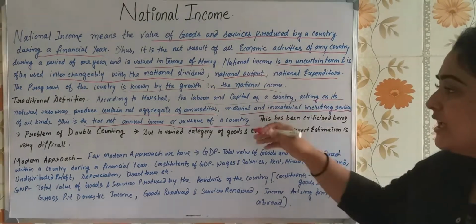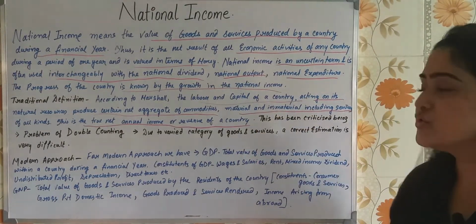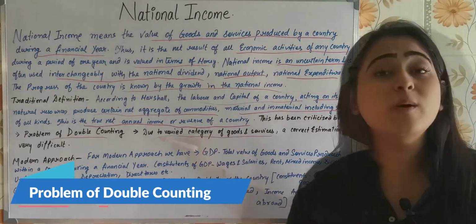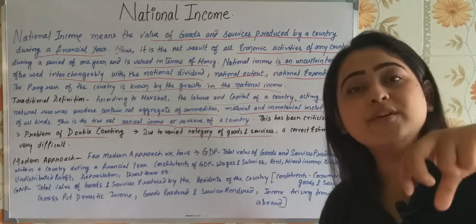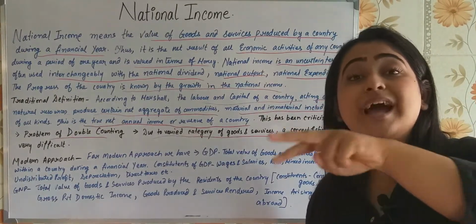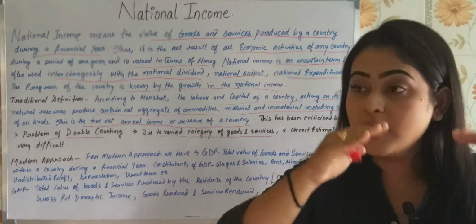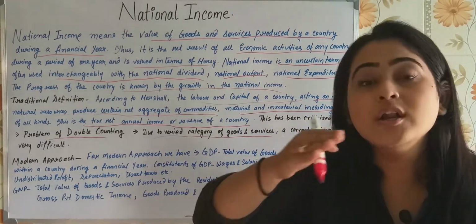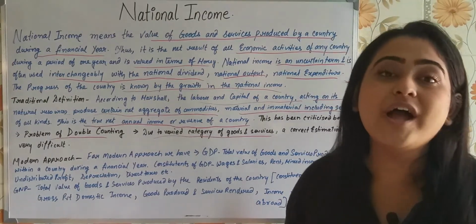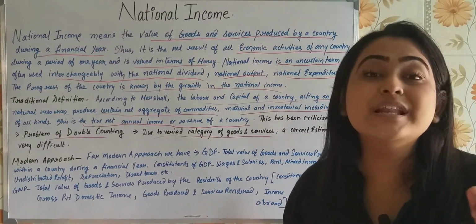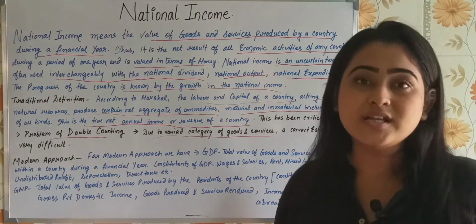But this approach has been criticized on two important grounds. The first one is the problem of double counting. Whatever the labor and the capital are producing using the natural resources available, every thing they produce goes through lots of different stages. If the national value is calculated at every stage, it will raise a problem of double counting. This is called double counting.